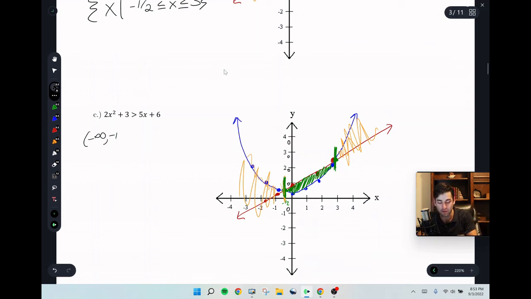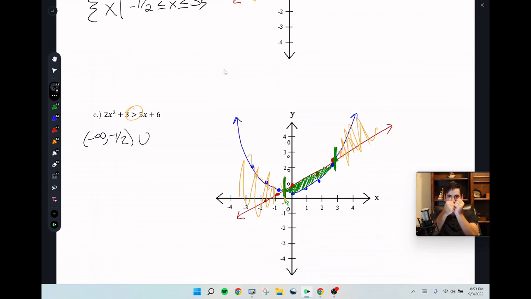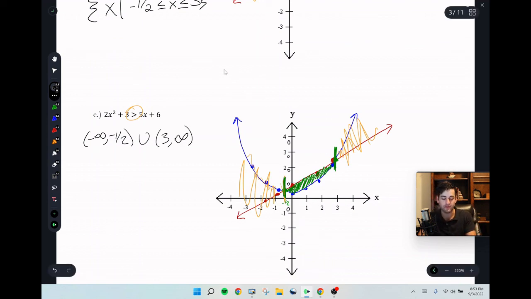And do we include it or not include it this time? Looking back at the problem, I'll circle it. We do not include it, so we're going to soft bracket that. And then we're going to join it together, or union, that's what the U stands for, to unite two things, with the next yellow section, which starts at 3, not inclusive, and goes all the way to infinity.